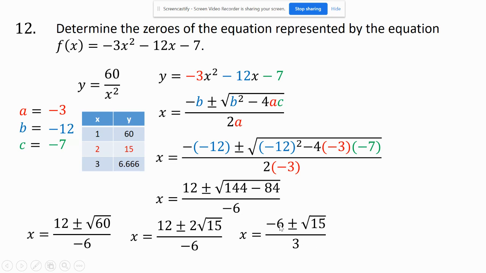And sometimes you might see it as negative 2 plus or minus square root of 15 over 3. They could reduce that and make it another thing by itself, like I did right there. Negative 2 plus or minus square root of 15 over 3. Both of these would be considered correct. And that would be how you would solve for your zeros using the quadratic formula.